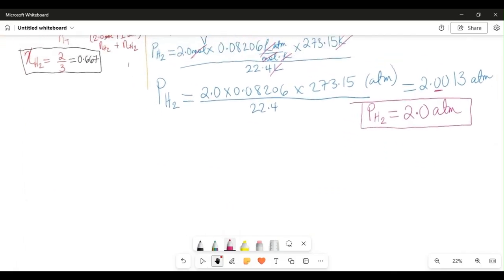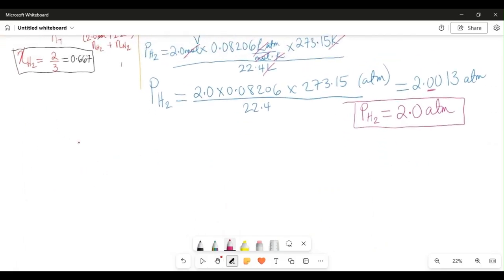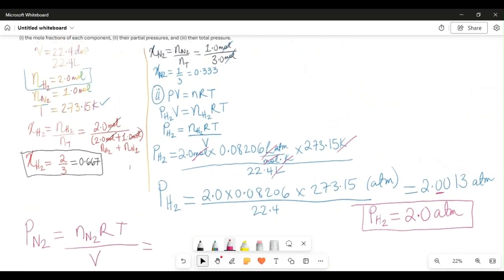We're going to go on to solve the partial pressure for the other one, which is N2. Using the same formula, we have the number of moles of N2 gas times R times T divided by V. So this would look like the number of moles of N2, which according to the question is 1.0 mole.